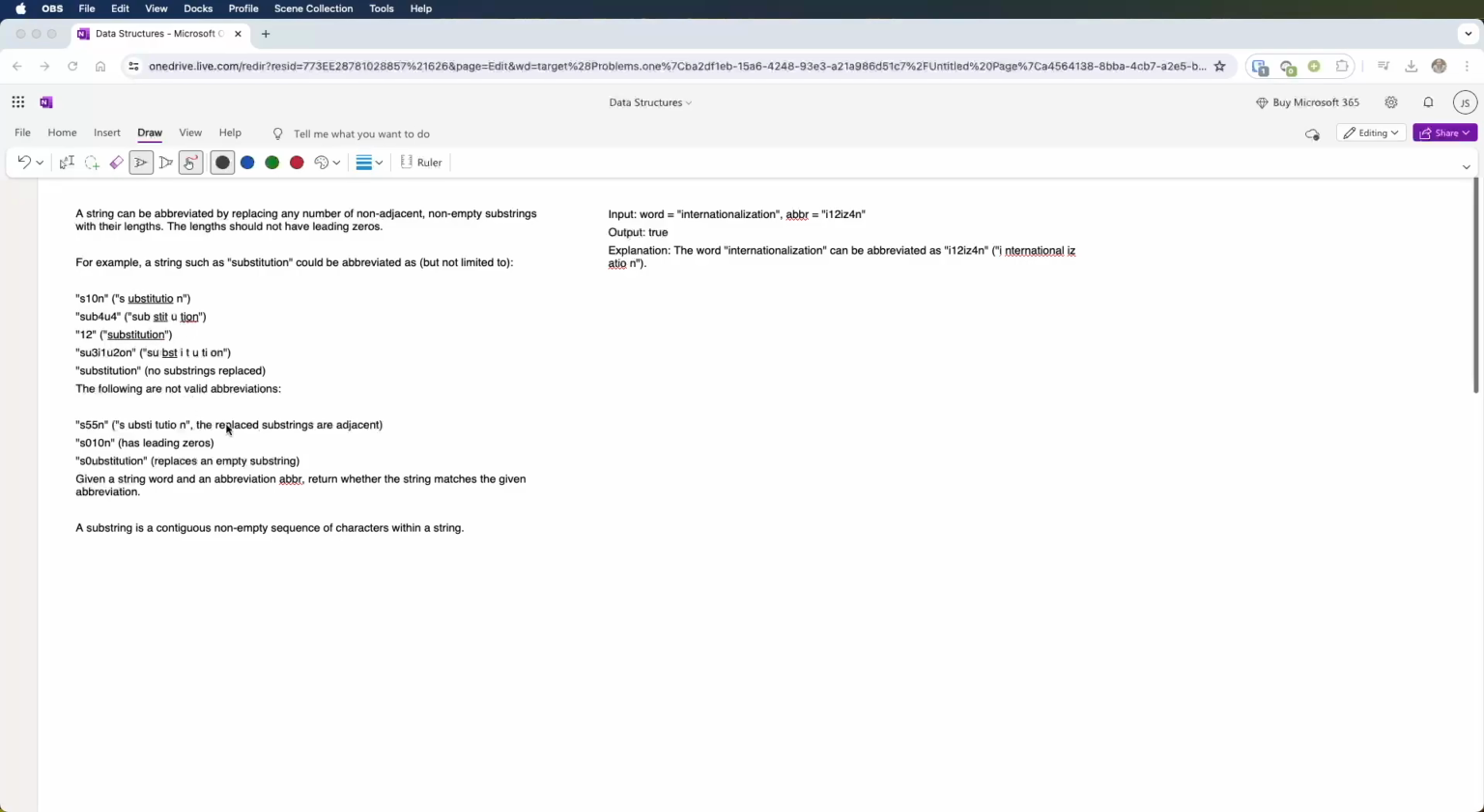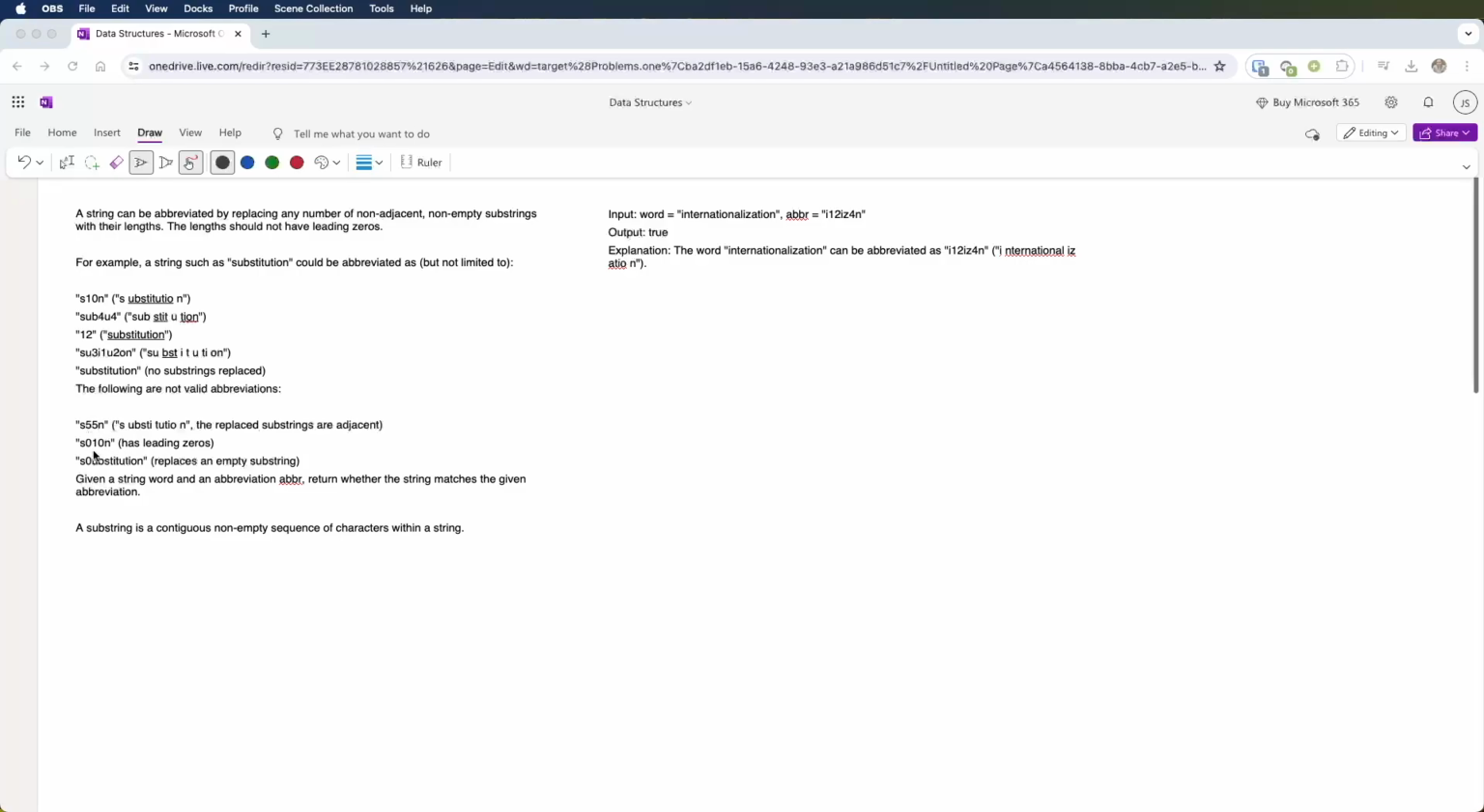Some non-valid substitutions are as follows. So here we see 5, 5. And technically, from the problem, this expects it to be two substrings of 5 abbreviated. But whenever we see adjacent numbers like this, we treat this as one string. So instead of 5 and 5, this would be treated as 55, right? So whenever we see adjacent digits, those are going to be treated as one large number and not two distinct numbers. So just remember that.